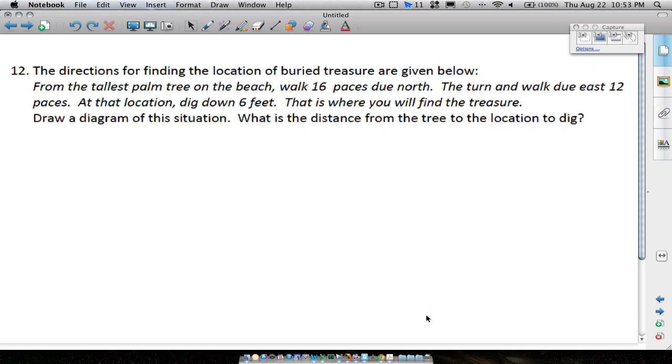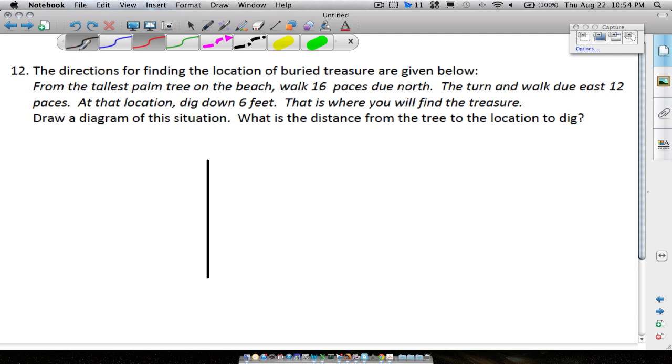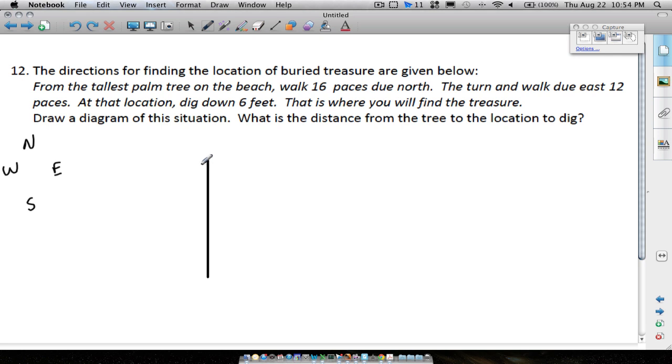The directions for finding the location of buried treasures are given below. From the tallest palm tree on the beach, let's walk 16 paces north. So what I'm going to do is draw a straight line, because a compass is north, south, east, and west. So if we go north, we can go north 16 paces. So I'm just going to say 16. Turn and walk due east.